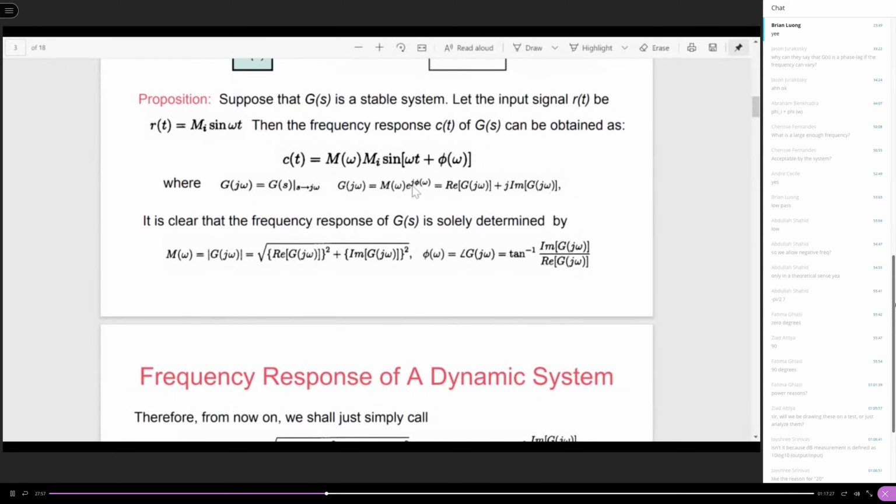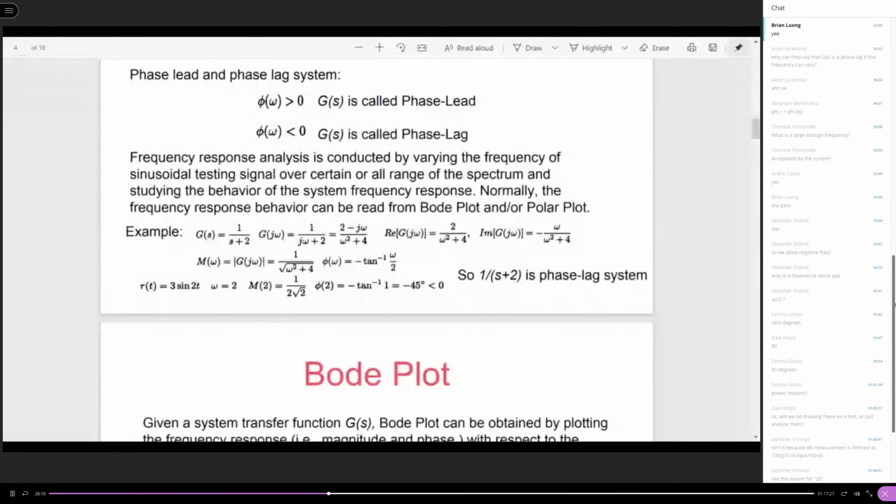One is the magnitude plus the phase, or the real part of this complex function and the imaginary part of this complex function. So in this example, you can see I can figure out what the magnitude is. The magnitude is the double bar of G of j omega, which can be derived very easily through this 1 over square root of omega squared plus 4, right? So you know how to manipulate that.